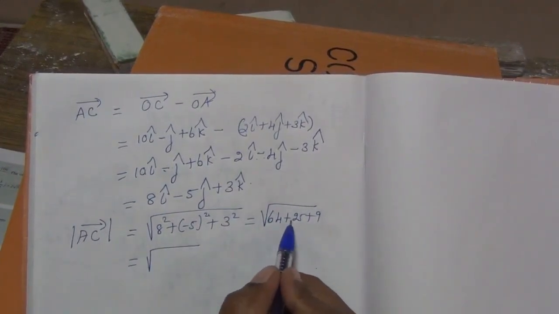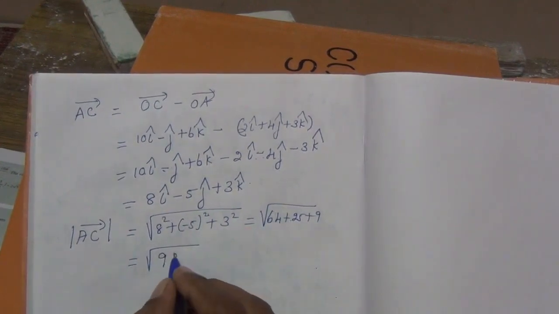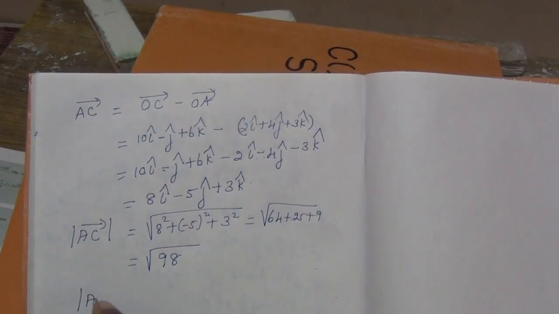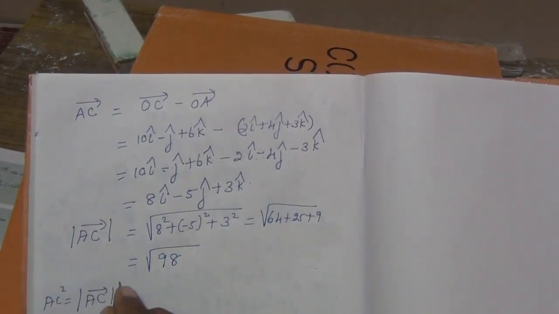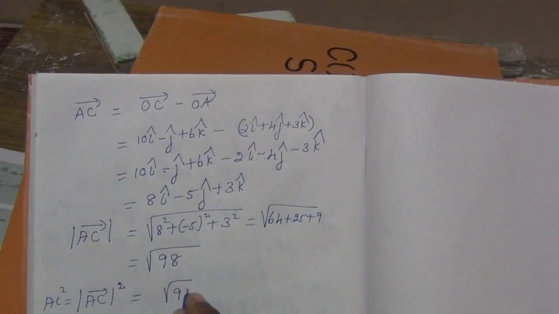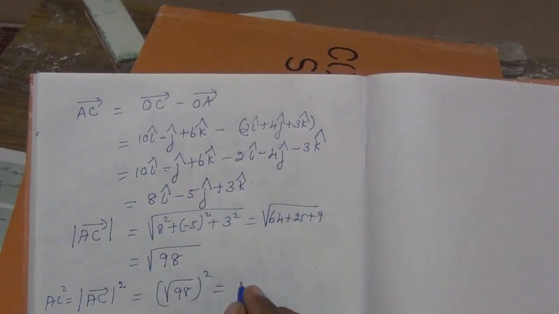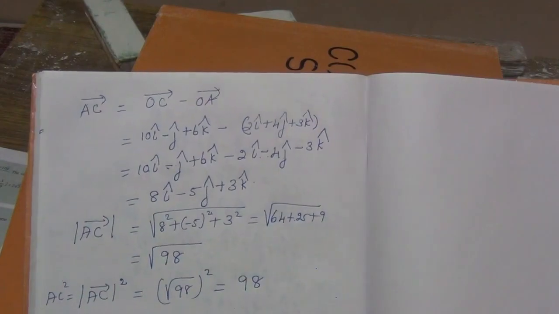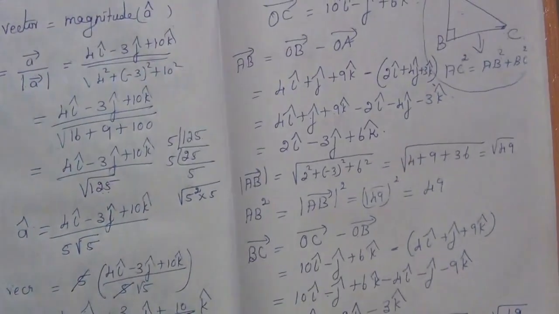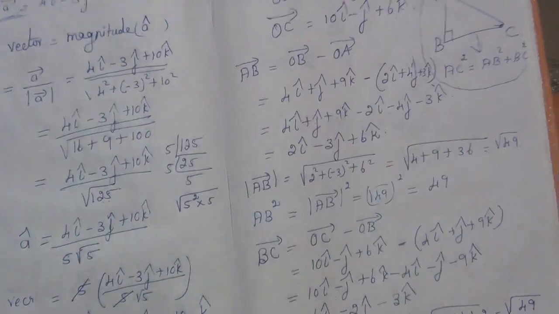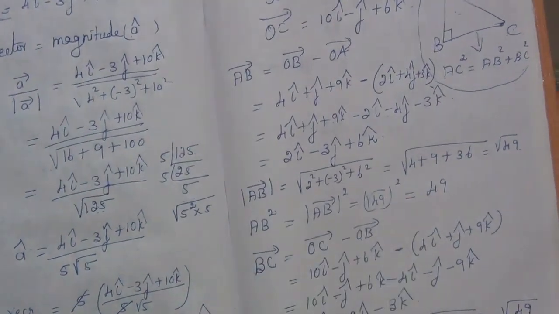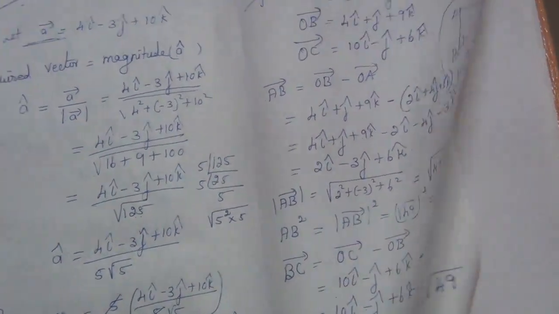This is 64 plus 25, 89 plus 9, 98. So, modulus AC square is equal to modulus AC vector the whole square. So, root 98 the whole square is equal to 98. See, the previous two numbers we have got as 49, 49. We know that when we add these two values, we will get that 98.